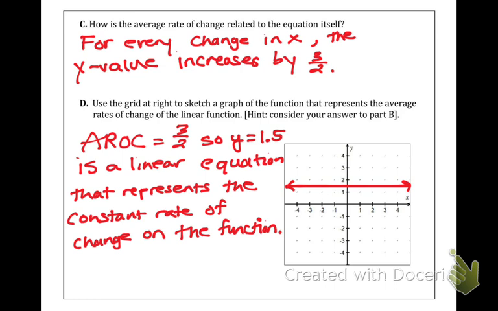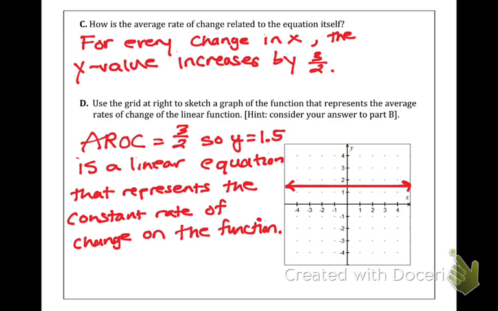So it's just staying 3 halves the whole time. At x equals negative 4, what's the rate of change? 1.5. At negative 3, what's the average rate of change? 1.5. At negative 2, what is it? 1.5. At negative 1, what is it? 1.5. It just stays 1.5 the whole entire time.